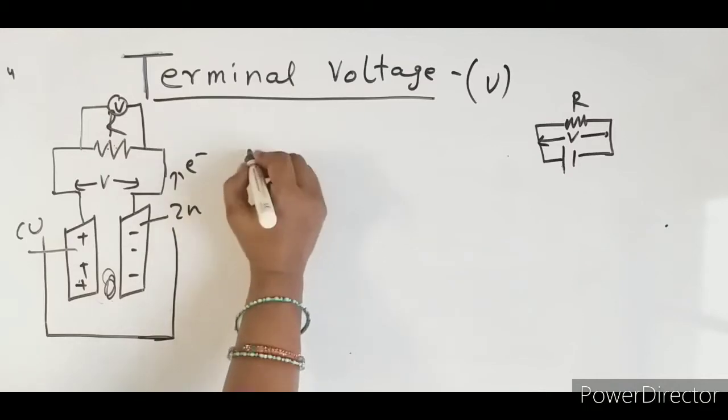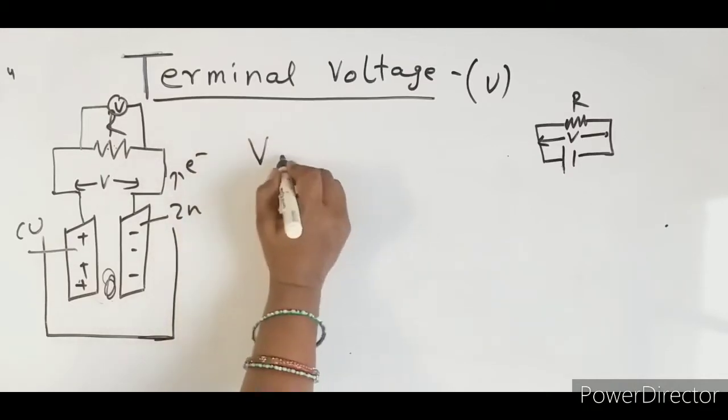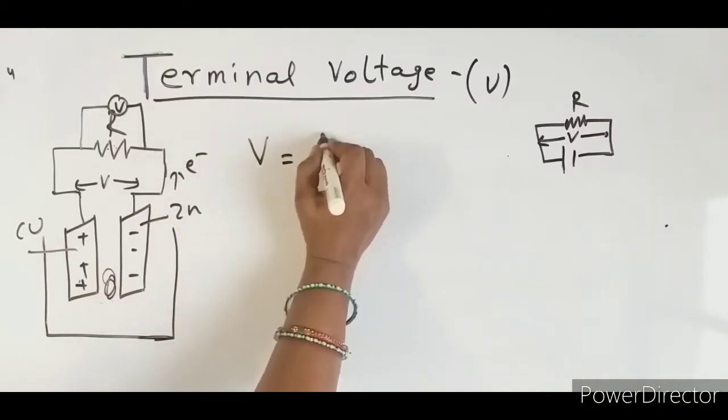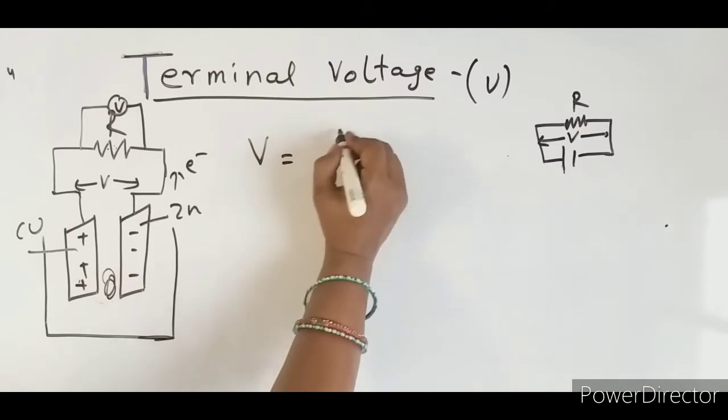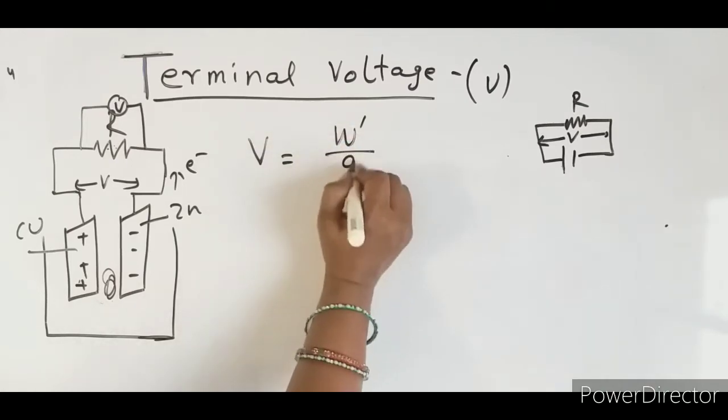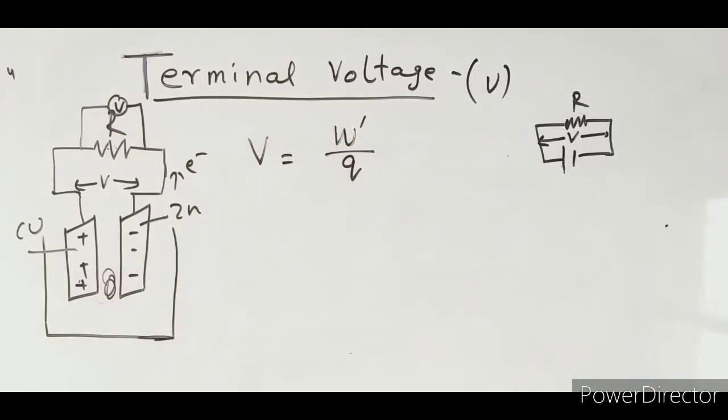So it can be represented as V equal to W prime by Q. This is the unit positive or test charge we are taking, which is moving all around the circuit. That is why it can be taken like this. Clear?